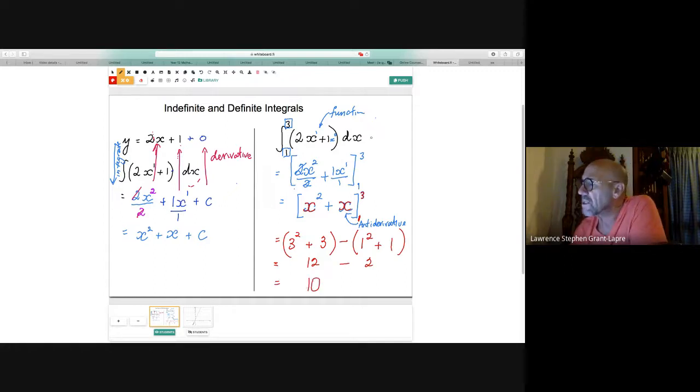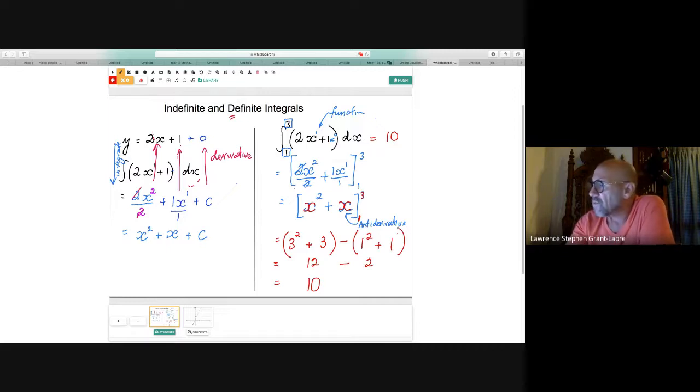Okay, so this equals 10. All right, so we've just looked at the difference between indefinite integral, where we have x squared plus x plus c, and definite integral. We still have x squared plus x. We don't have a plus c. But now we've got these numbers, so it's definitely between 1 and 3. So you substitute 3, substitute a 1, and you subtract those two results.